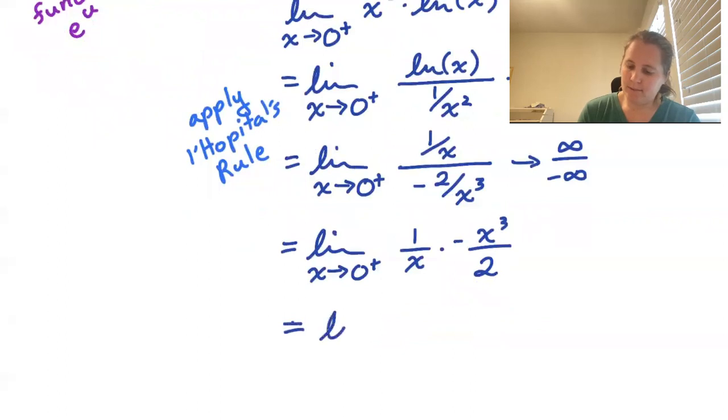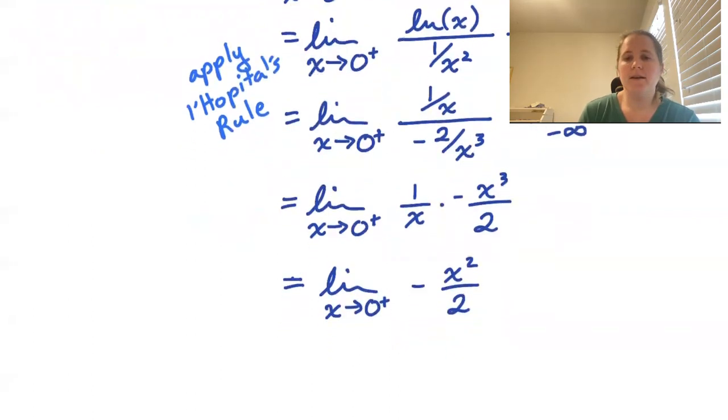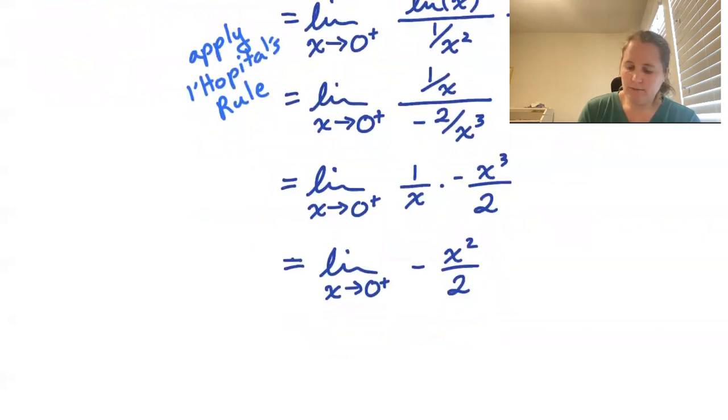And this becomes the limit as x approaches 0 from the positive side of negative x squared over 2 if we simplify. That goes to 0. So this was our exponent. Right?